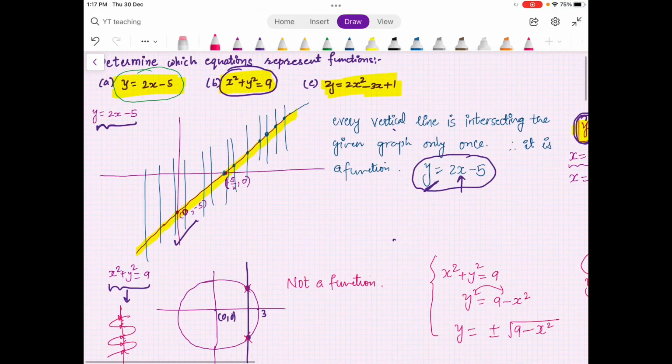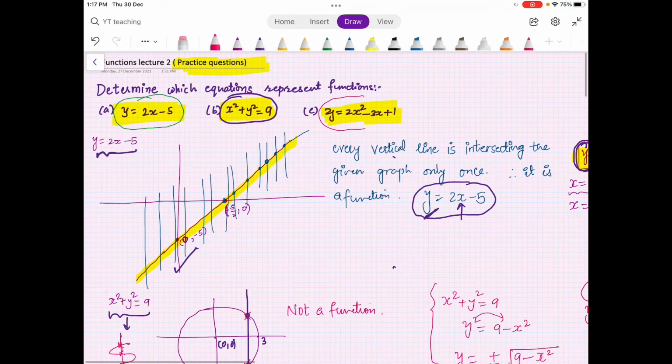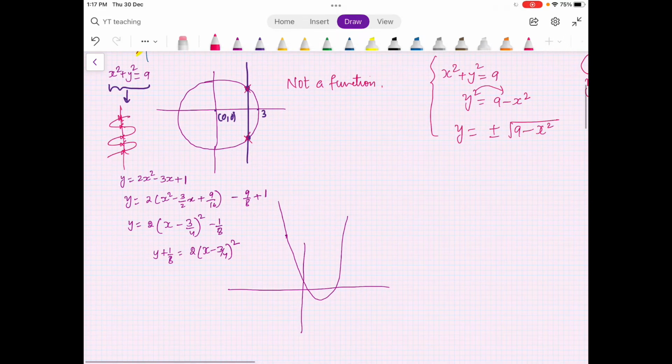Now let us look at the third equation. The third equation is a quadratic: y is equal to 2x square minus 3x plus 1. If you use Desmos and plot it, this is a parabola. This is an upward parabola like this. It keeps on going.